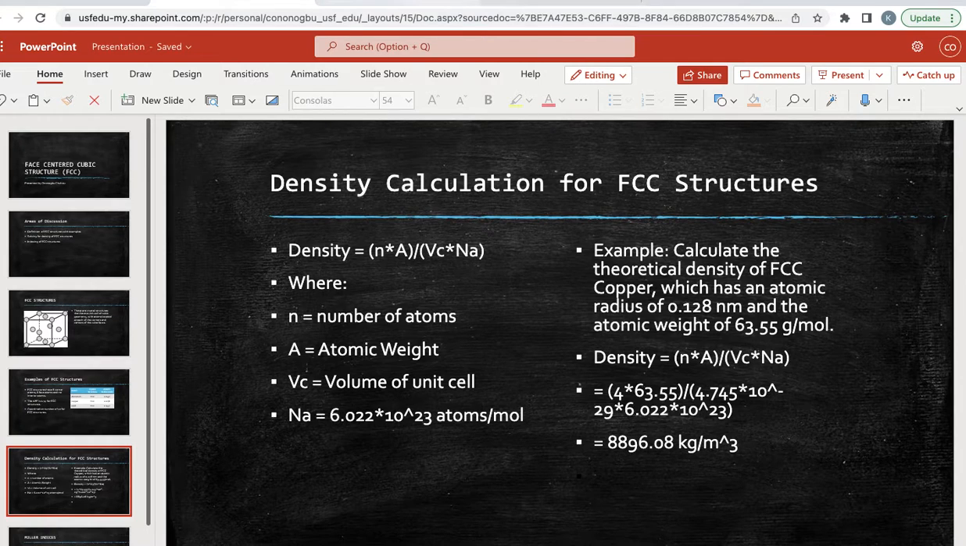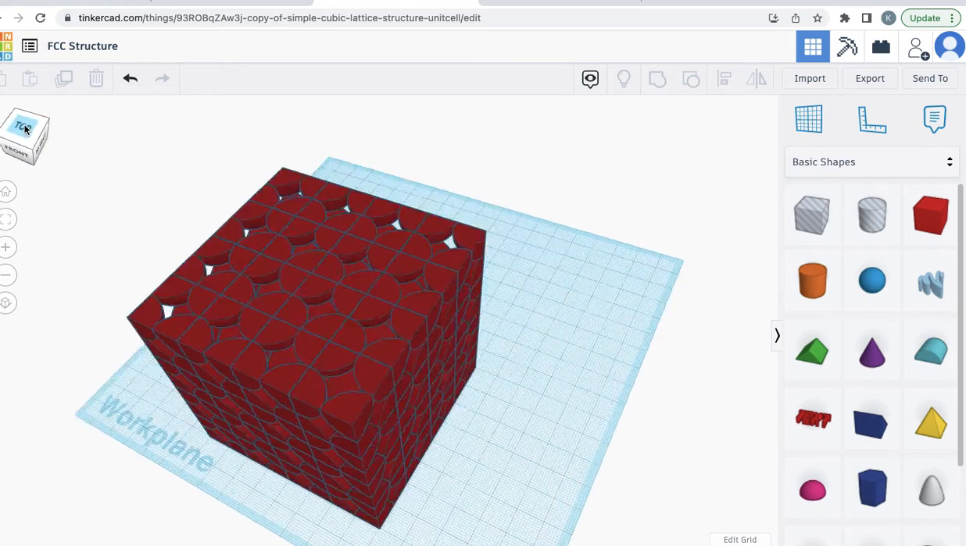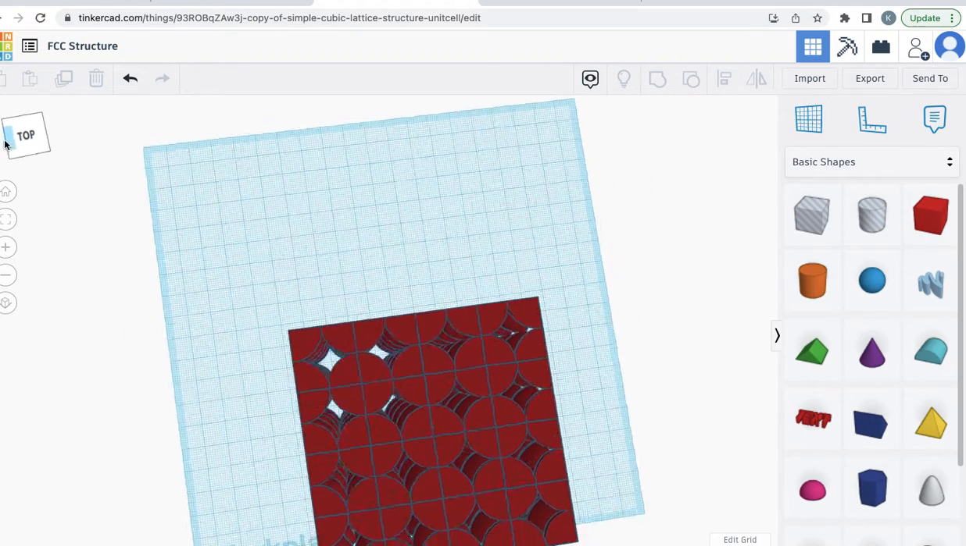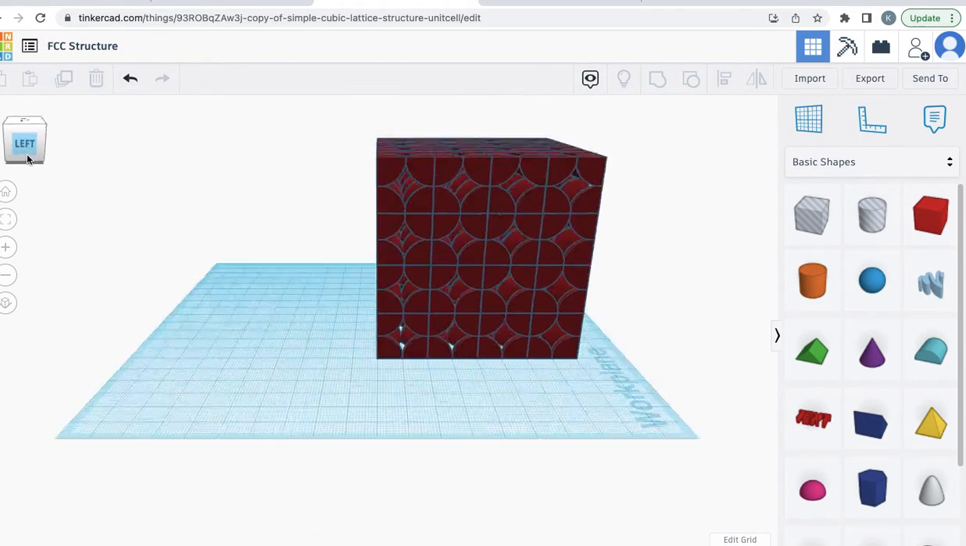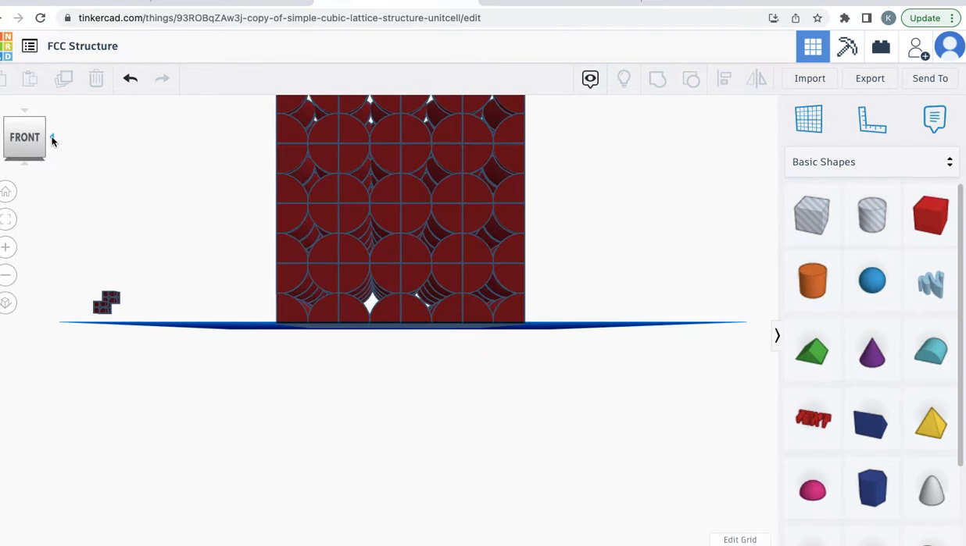Really quick, let me show you my 3D FCC structure. These are basically cubic structures. We all know what cubes look like, so this is our crystalline structure that's going to be replicated. Let me try and move it around a bit. You can see it from the top, from this side, from here, from the bottom.